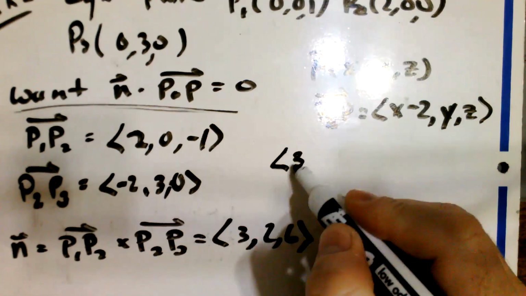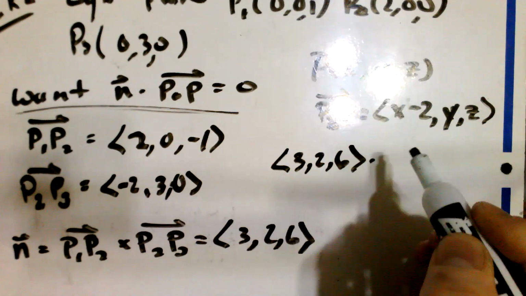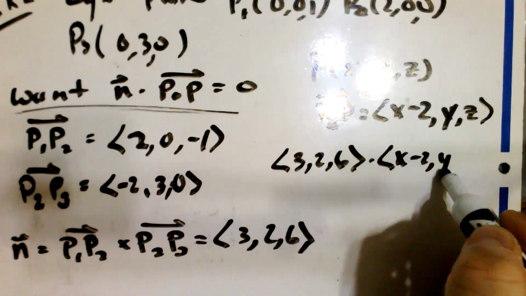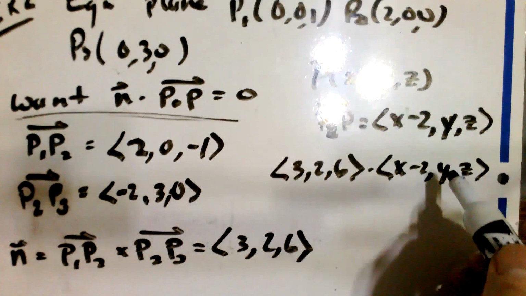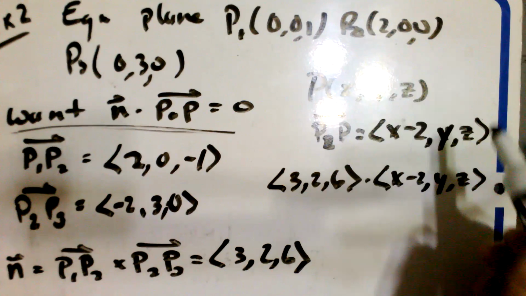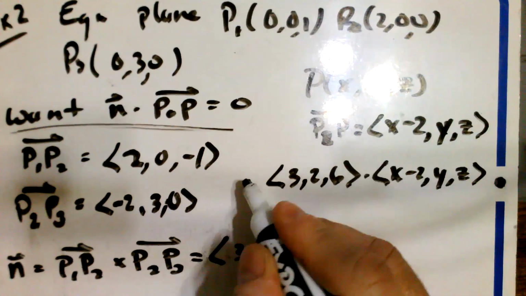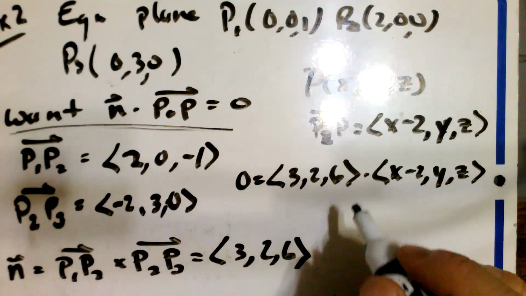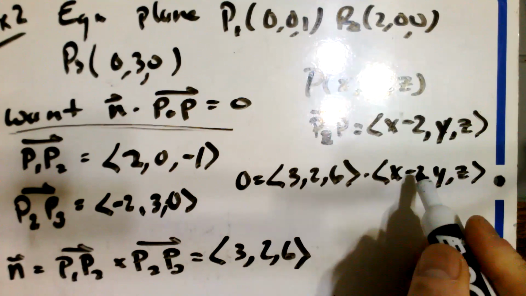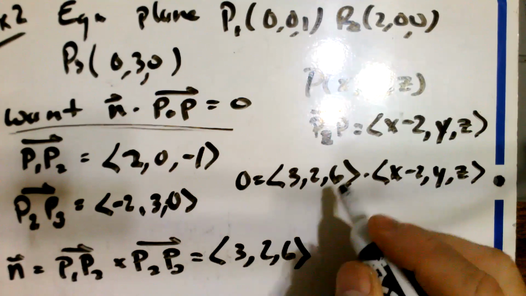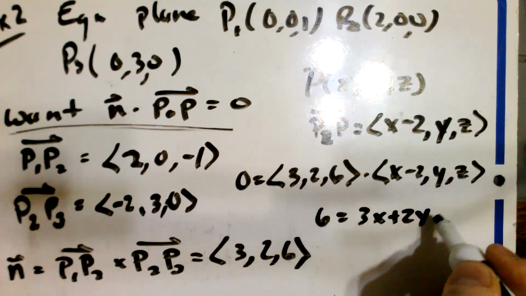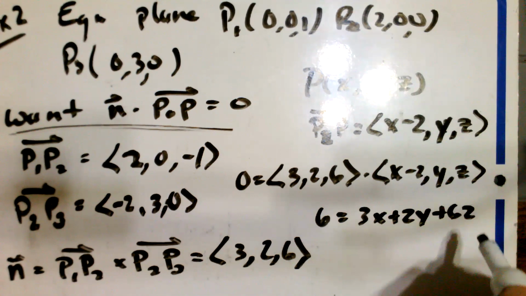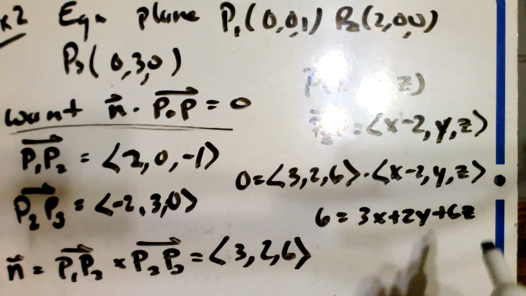So we have (3, 2, 6) dotted with (x minus 2, y, z). And you'll notice that these are really nice because the components are zeros in the y and z for P2. I know that that's equal to 0, and so I get 3x minus 6. If I add the 6 to the other side, I'm going to get 6 equals 3x plus 2y plus 6z. And that is the equation of the plane through those 3 points.